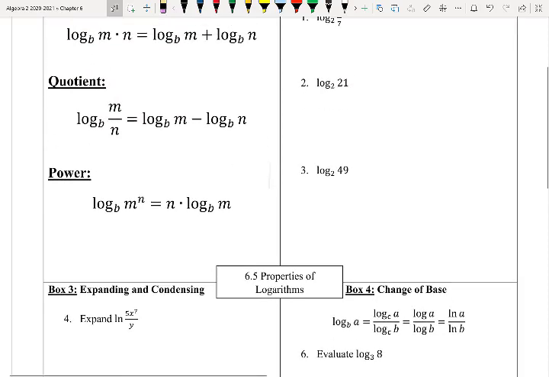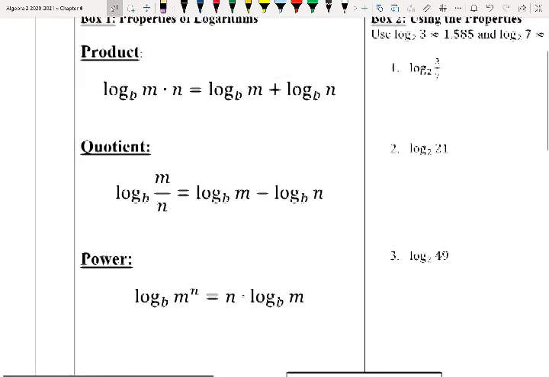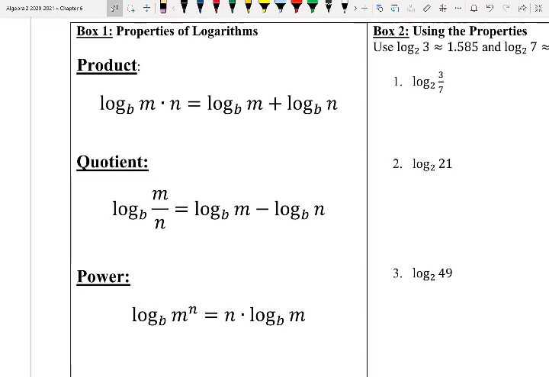So we've got these three different properties that we're going to be dealing with here in box one, and they stem directly from our three main exponent rules that we looked at back in the first section of this chapter. Remember, in our exponent rules, if we had two things being multiplied together that had the same base, we added their exponents. If we had two bases being divided, we would subtract their exponents, and our power rule told us that if we have an exponent being raised to another exponent power, we would multiply those together.